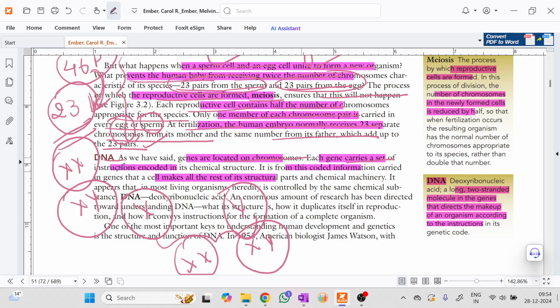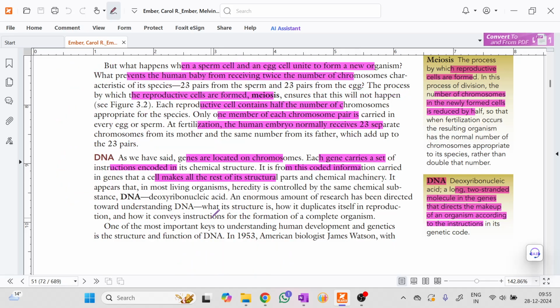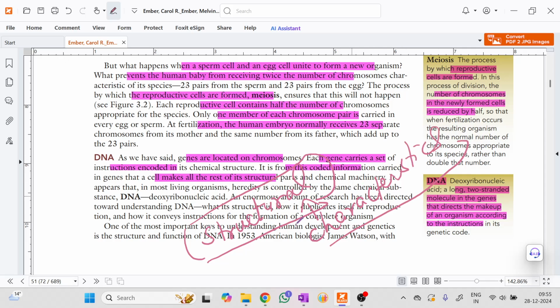Each gene carries a set of instructions coded in its chemical structure, and this coded information carried in that gene makes the rest of the structural part and chemical machinery. Let me elaborate. The chromosomes are the structural part. By themselves, they do not possess anything. They are just structures. And on those structures, when they are joined together and pulled together, this pulling together leads to the expression of characteristics.